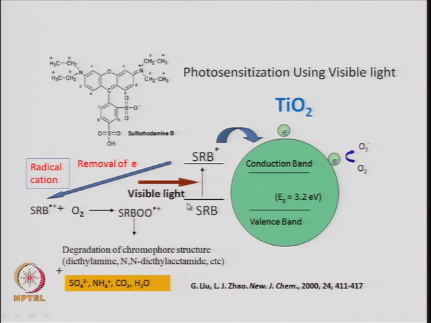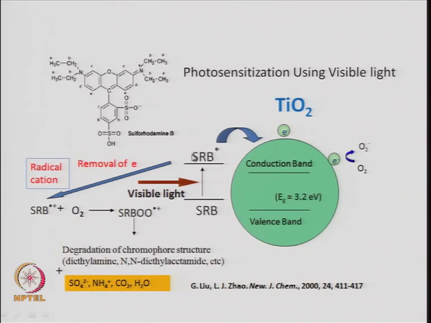So, the visible light is basically taken up by the dye, the sulforhodamine B dye here, and the electron gets excited, and in the excited state the sulforhodamine B then transfers an electron to the conduction band with which it has an interface. So, the dye is doped onto the TiO2. This electron is transferred to the conduction band, and then that electron can be further used for reduction. So, it is then acting as a catalyst, because it will do this reduction reaction, and if some molecule is there which can pick up an electron, then that will get reduced.